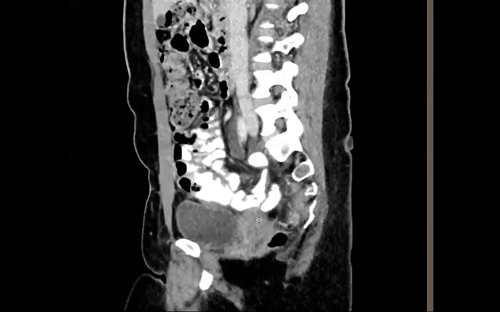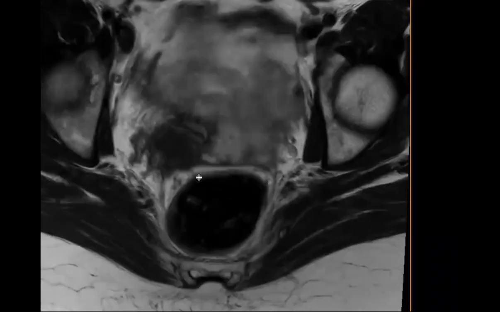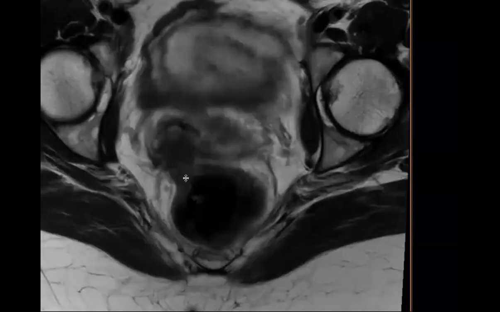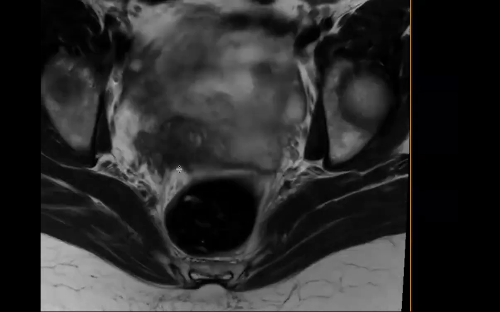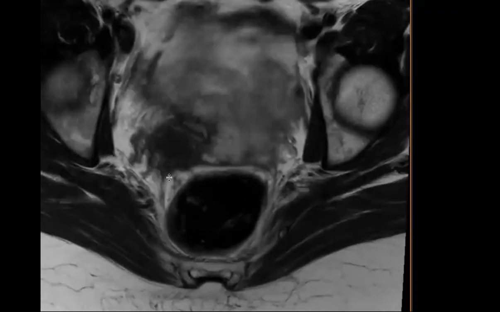So we asked for an MR, and here is the MRI. This is the T2 axial of the mass on MR, non-fat-sat. Wow, it's a dropped fibroid. That could be one. That's a great thought. Or a leiomyoma. That's a great thought. And I'm going to show you the T1 now.